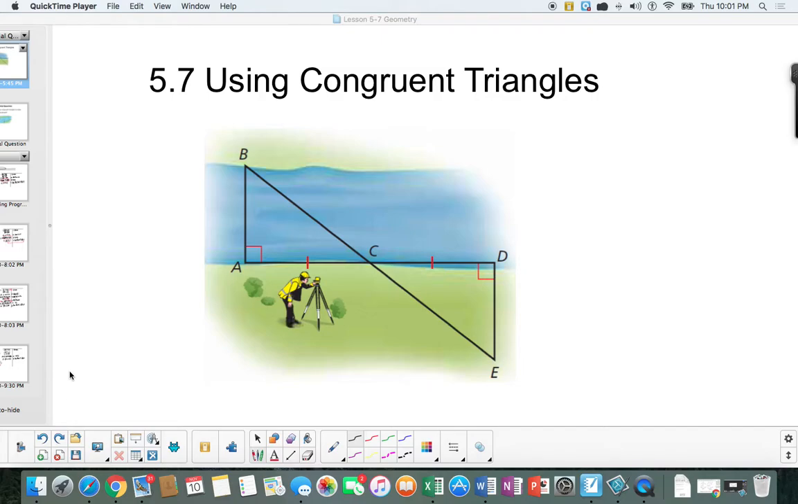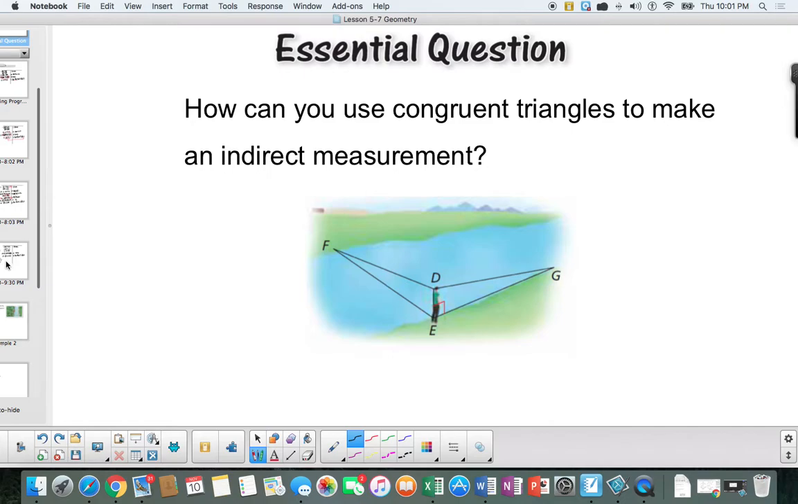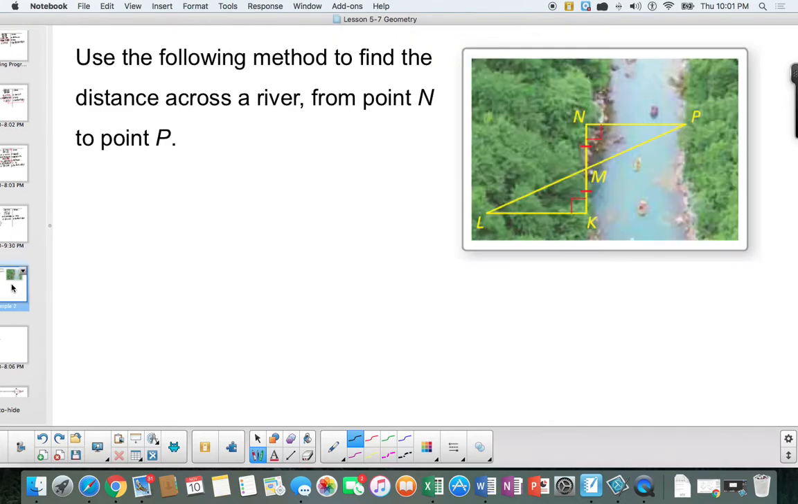Lesson 5.7, Using Congruent Triangles, Part 2. Essential question: how can you use congruent triangles to make an indirect measurement? All right, let's take a look at this situation and see how we use indirect methods. And let's take a look at what a surveyor might want to do.